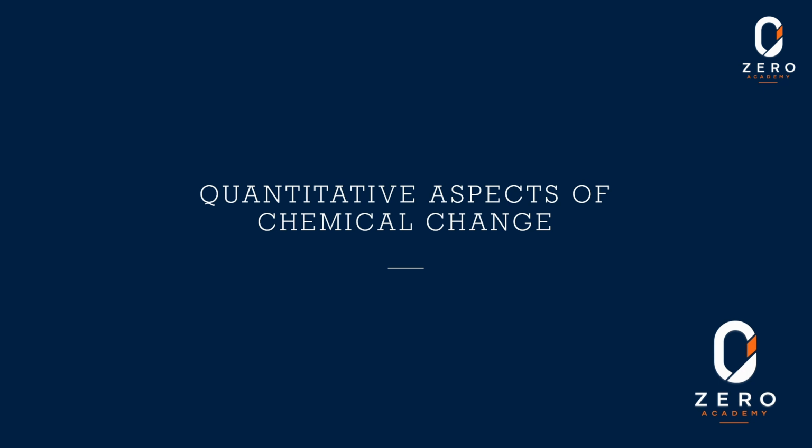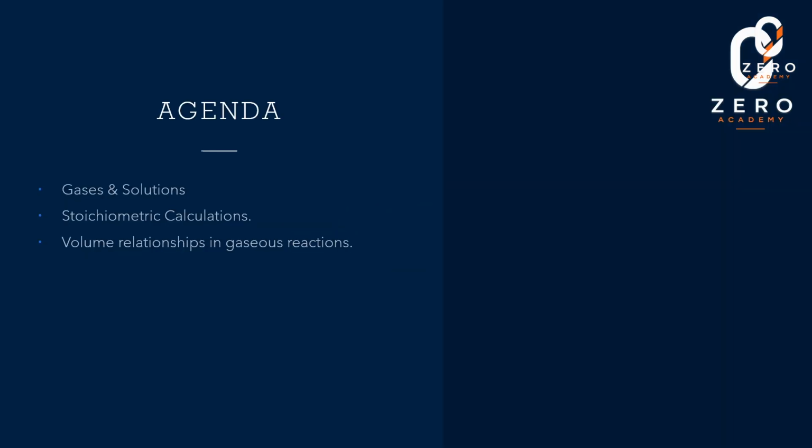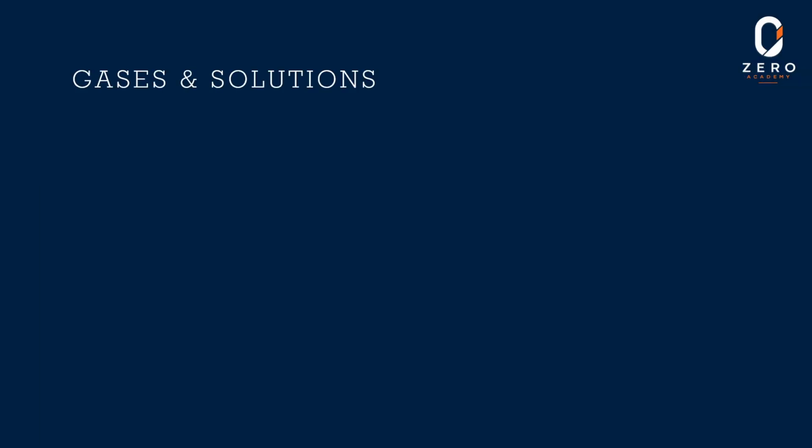Hi guys, in today's video we will be discussing quantitative aspects of chemical change, grade 11 chemistry. Let's get to it. We have three subsections in this chapter, that is gases and solutions, stoichiometric calculations, and volume relationships in gaseous reactions. First, let's discuss gases and solutions.